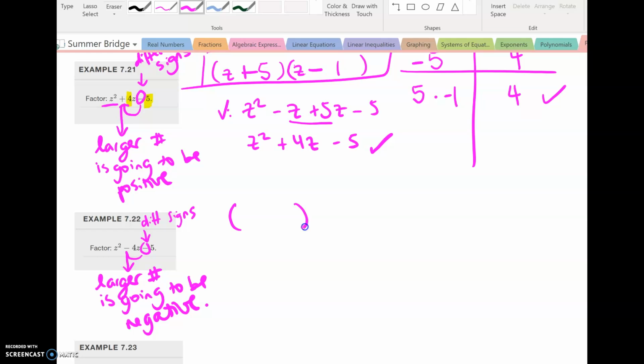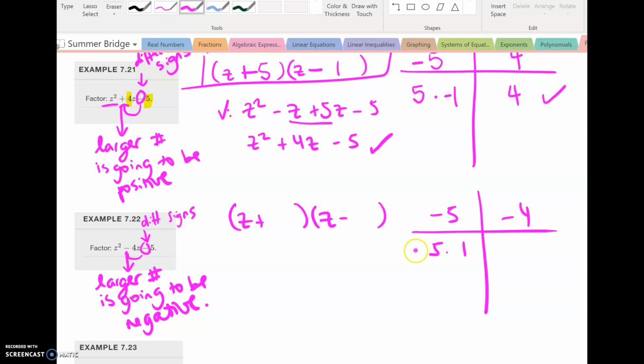So again, I'm going to set up my two parentheses. We're going to have Z and Z. One's plus, one's minus. And same thing, we want to multiply to give us negative 5. This time add to give us negative 4. So 5 times 1. But this time, because we have a negative second term, that means to say the larger number has to be negative, which does indeed give us negative 4. So 5 goes there in this case, and the 1 is going to go there in this case.